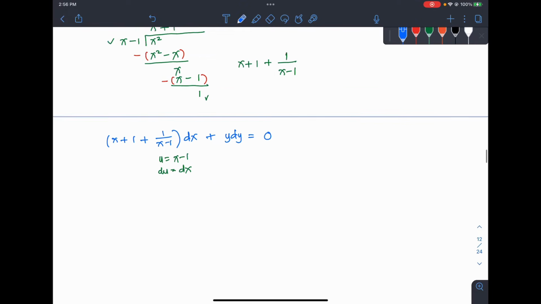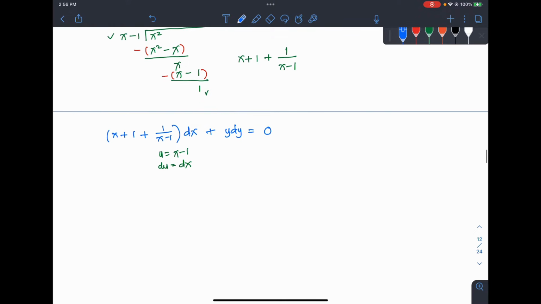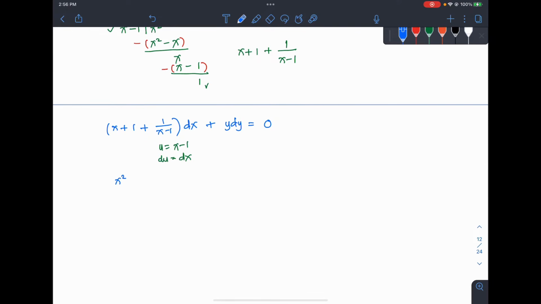So integral of x, we use the power rule. So x raised to 1, that would be x squared all over 2. And plus integral of x, that is x. And then plus, this one is ln of x minus 1. Then plus y squared all over 2 is equal to c. So we don't want a fraction for the numerical coefficient. So we multiply everything by 2.